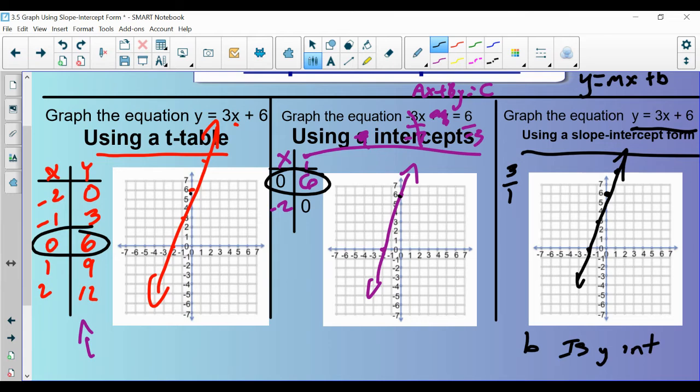So let's reiterate what we just did. We looked at this and we said, hey, this is in y equals mx plus b form. The y is by itself, there's a number with x, and then there's just a number that's being added or subtracted at the end. What you do is you go to that number that's being added or subtracted at the end and you put a dot there. And then you count the slope. You turn this into a fraction if it's not, 3 over 1. So you rise 3, run 1. Or you could, in this problem, go down 3, left 1, because going negative twice also makes it positive.